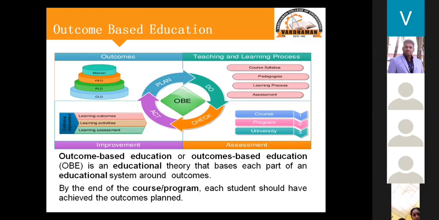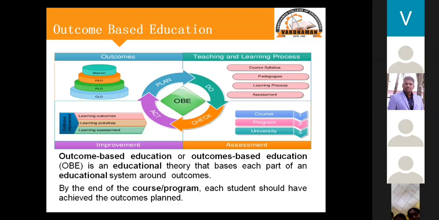What exactly is an outcome here? We write outcomes for a program, which we call a program outcome or program learning outcome, and outcomes for a course, which we call a course outcome or course learning outcome. By the end of the course or the program, each student should have achieved the outcomes that were planned at the beginning. This is what outcome-based education is about.